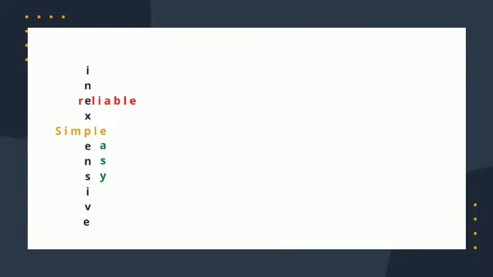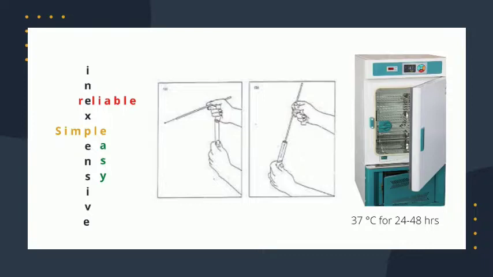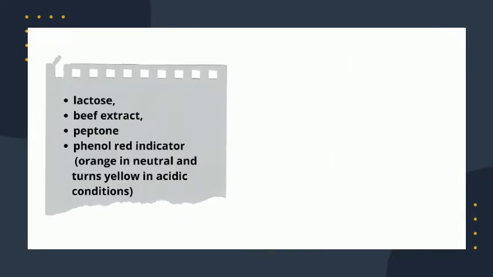Here the water sample is aseptically inoculated in quantities 0.1 ml, 1 ml and 10 ml in 3 tubes each of 10 ml lactose fermentation broth and is incubated at 37 degrees for 24 to 48 hours. This lactose fermentation broth includes lactose, beef extract, peptone and phenol red indicator, which is orange in the original broth at neutral pH but turns yellow in acidic conditions.